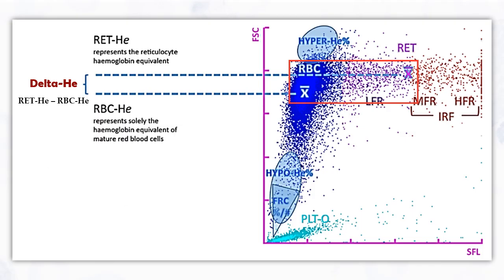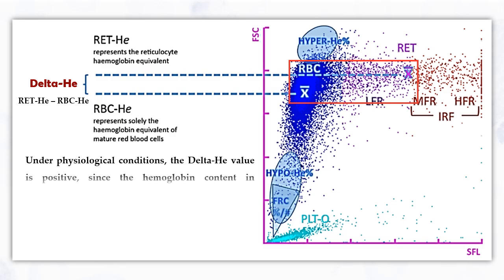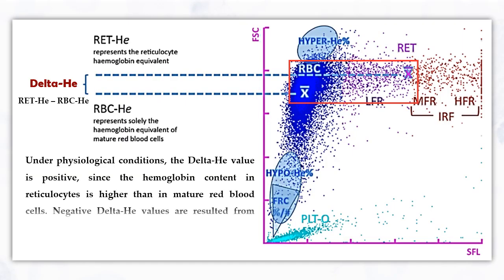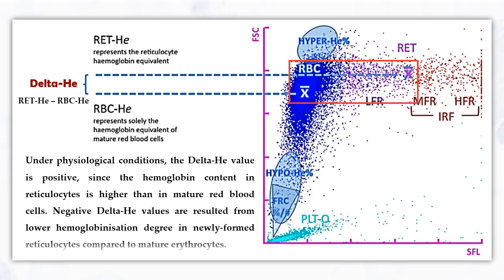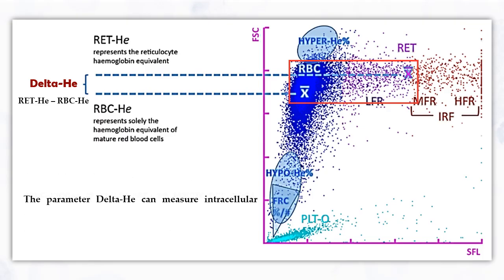Under physiological conditions, the delta hemoglobin value is positive, since the hemoglobin content in reticulocytes is higher than in mature red blood cells. Negative delta hemoglobin values are resulted from lower hemoglobinization degree in newly formed reticulocytes compared to mature erythrocytes. The parameter delta hemoglobin can measure intracellular iron deficiency in a highly sensitive and accurate way.